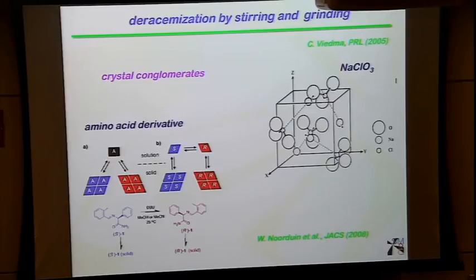All right, so if you have the stuff in solution, then you can supersaturate it, and then you can grow a solution of crystals. Some will be left, some will be right. Now if you stir that solution for a couple days, then they'll all end up one way or the other. Sometimes they'll all end up right, and other times they'll all end up left.